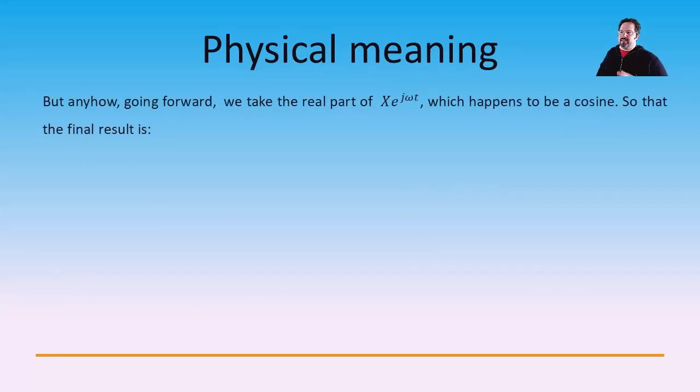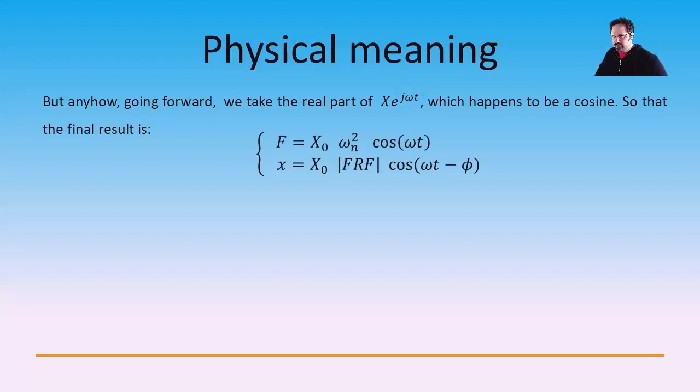So physical meaning, anyhow, going forward, we take the real part of x e raised to j omega t, which happens to be a cosine, the real part. So that the final result is the combination of f equals x0 omega natural squared cosine omega t, and x, the displacement, equals x0 times the absolute value of the frequency response function, or dynamic amplification coefficient, I suppose, multiplied by cosine of omega t minus psi.